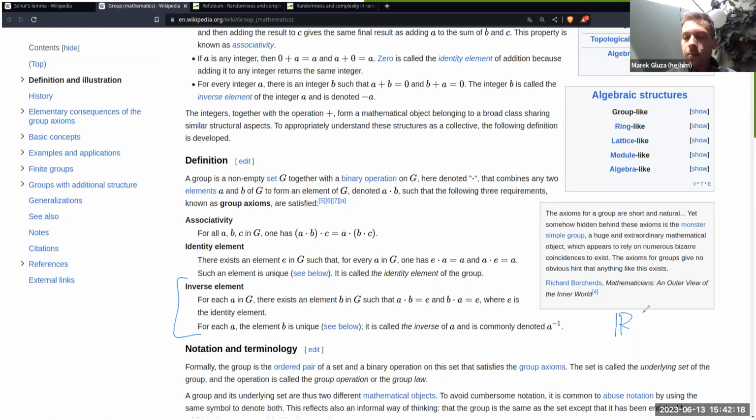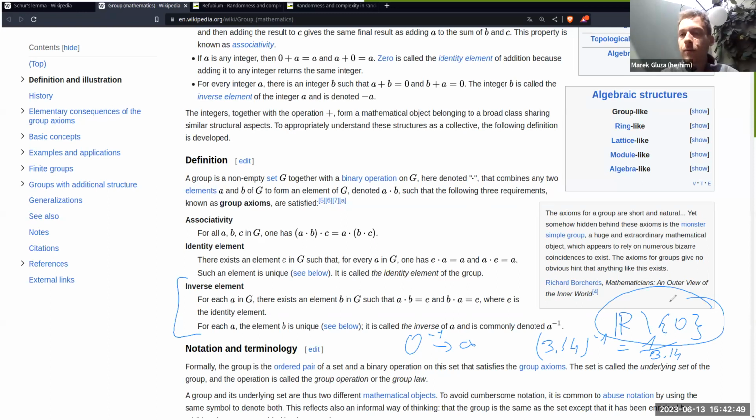They are not a group, but if you take real numbers without a 0, then they are a group, because if I take 3.14, then the inverse of this is 1 over 3.14, and that's my inverse element. If I take a 0, then 0 to the minus 1 is some sort of infinity, it's not defined. So real numbers with 0 are not a group, real numbers without 0 are a group.